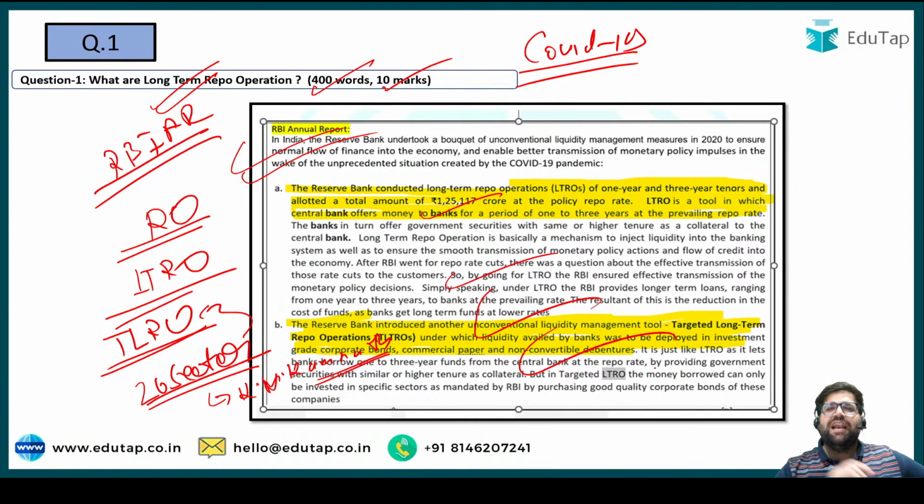All the different criteria were there, and if you are reading the RBI annual report even for your interview part, then it's really very good to go. Okay, so this was your targeted long-term repo operations.